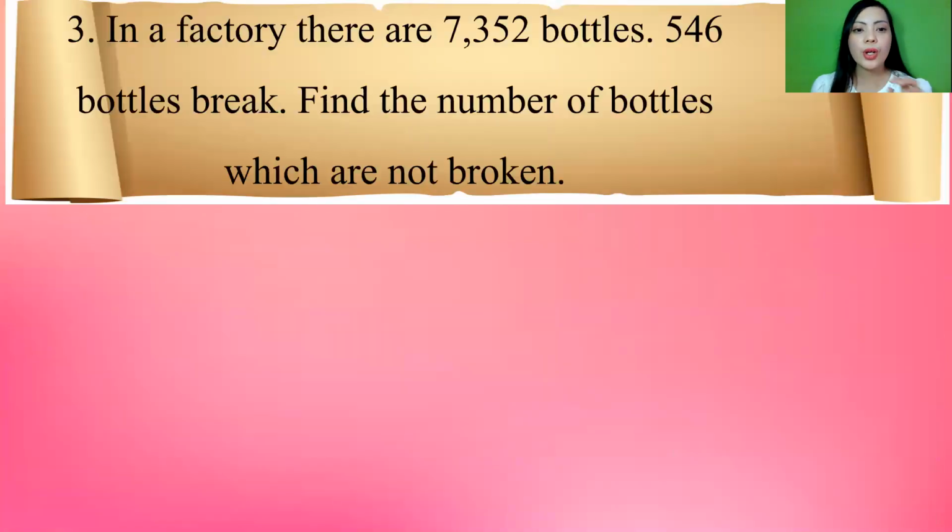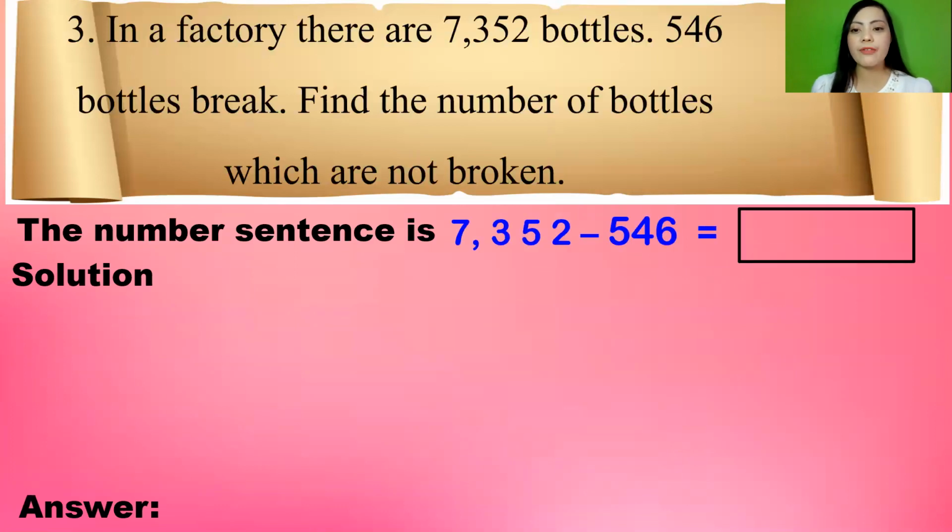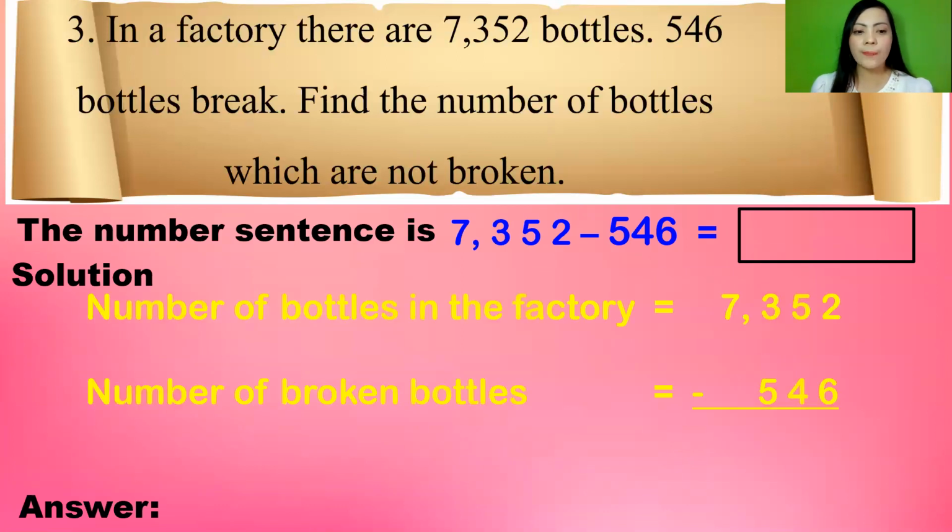Let's proceed to the process of how we are going to do it. The number sentence is 7,352 minus 546. The solution: number of bottles in the factory equal to 7,352. The number of broken bottles is equal to 546. So look at the numbers, okay? We have 4-digit numbers minus 3-digit numbers. So look properly at how it is arranged: the ones place, tens place, hundreds place, thousands place. So see to it that you arrange it properly.